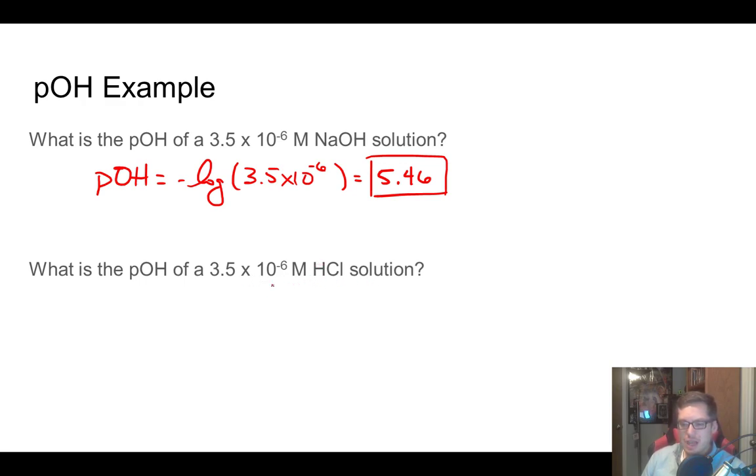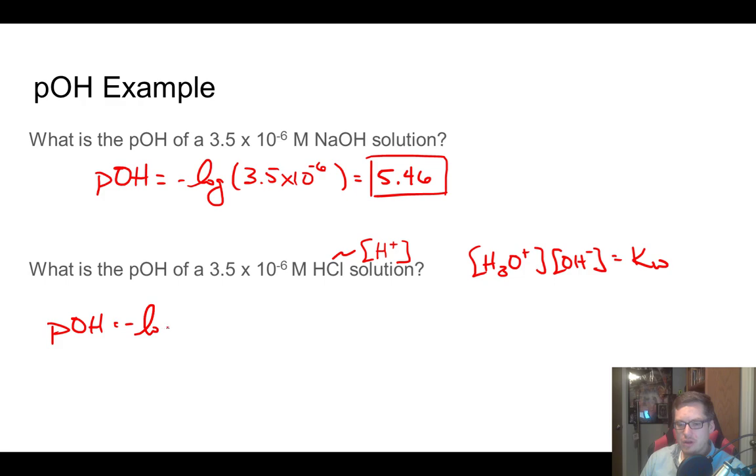This is actually the same as the concentration of H+. So we have to use our formula from before. Remember our autoionization formula: the concentration of hydronium times the concentration of hydroxide is equal to Kw. So our pOH is equal to the negative log of the concentration of the hydroxide. But we don't have hydroxide, we have our H plus solution. So we've got to solve for our hydroxide first. The concentration of hydroxide would be equal to Kw divided by our hydronium concentration.